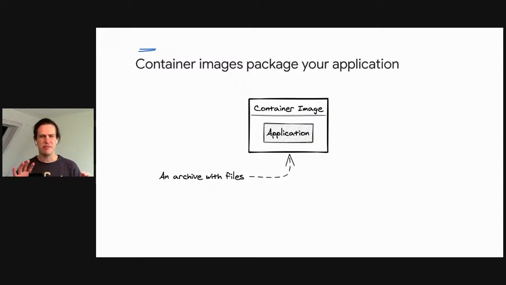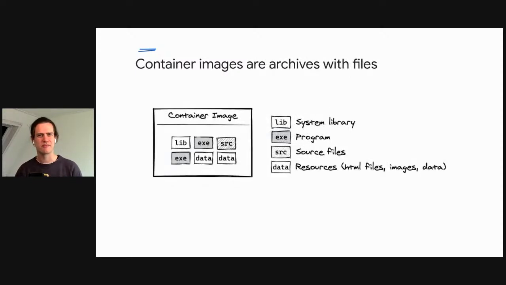So that might still sound a bit abstract, so let's zoom in a bit further. A good way to think about a container image is that it is an archive with files, a zip file, right? And those files include system libraries, executable programs, data files, such as in case of a web application, which we're deploying to Cloud Run, HTML files, images, CSS files, binary blobs. And if you use an interpreted language such as JavaScript or Python, your application source files might even be in there.